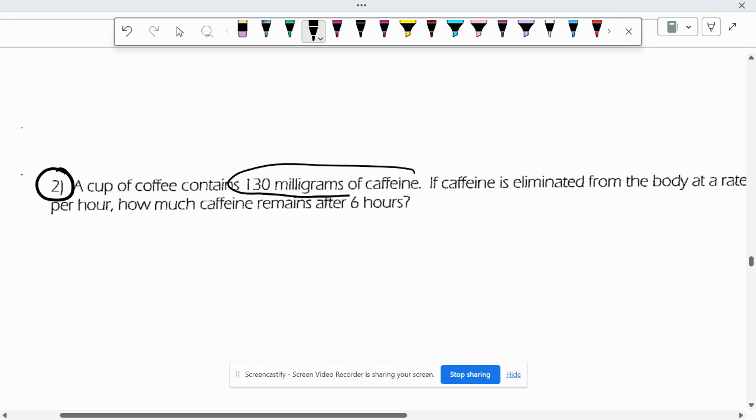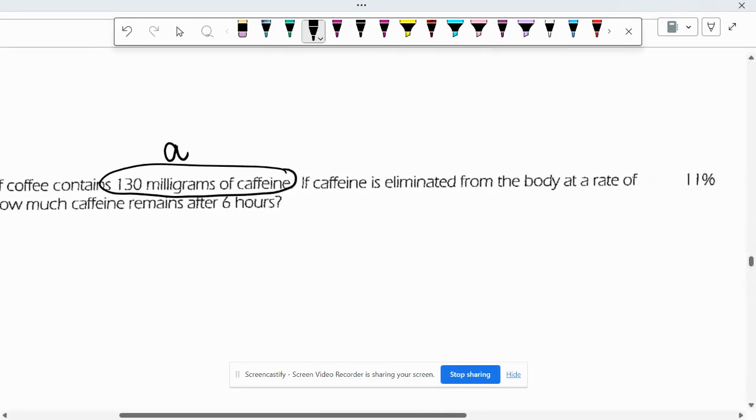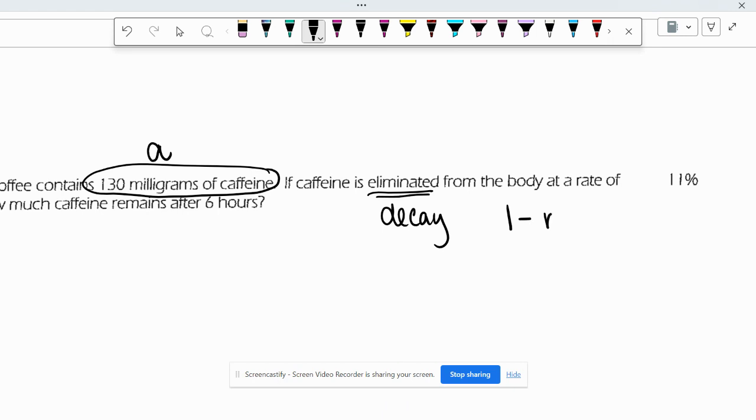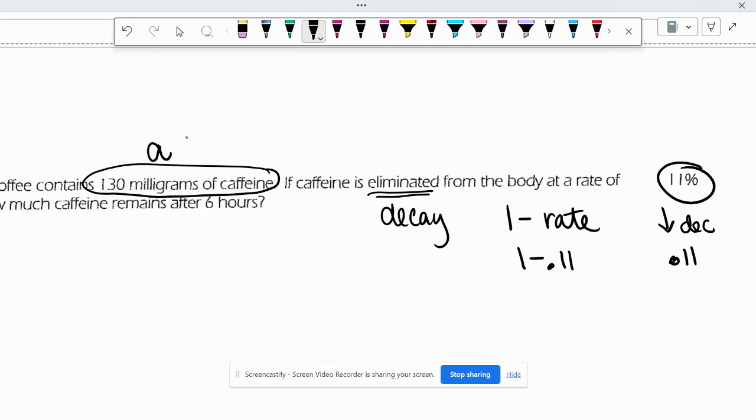So a cup of coffee contains 130 milligrams. What is that? A. Caffeine is eliminated from the body. Eliminate means what? Growth or decay? Decay. So I'm going to subtract 1 minus my rate. So what is the rate? What is 11% as a decimal? Yeah, 0.11. So 1 minus 0.11 is what's going to go inside my parenthesis.